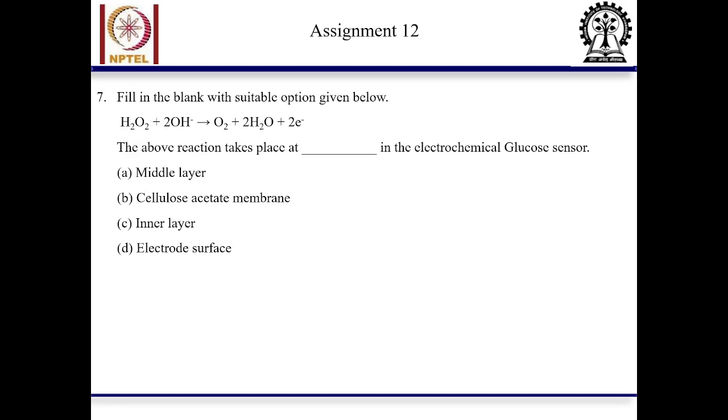Fill in the blank with the suitable option given below. H2O2 plus 2OH minus gives O2 plus 2H2O plus 2e minus. The above reaction takes place in the middle layer of the electrochemical glucose sensor, cellulose acetate membrane, inner layer or electrode surface. Can anyone tell the answer for this question number 7? Where does this reaction happen?